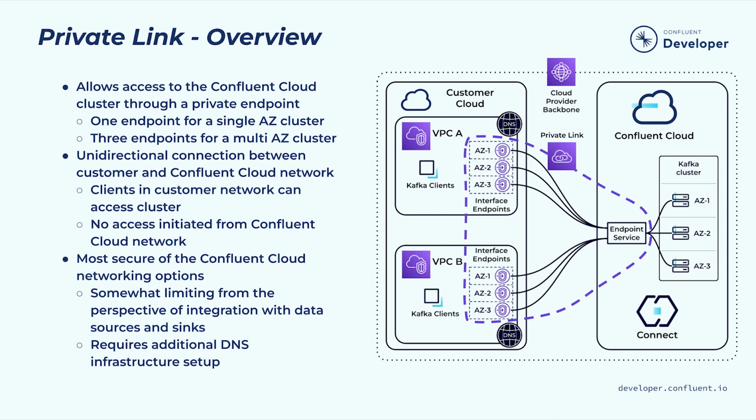Another option for private networking in Confluent Cloud is the use of Private Link. Private Link allows you to access your Confluent Cloud cluster through a private endpoint that exists in your virtual network. Here's what this looks like architecturally.